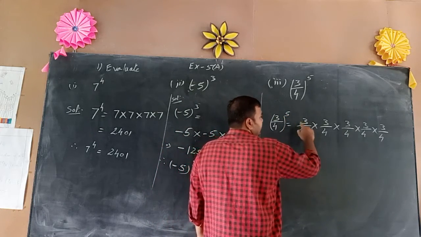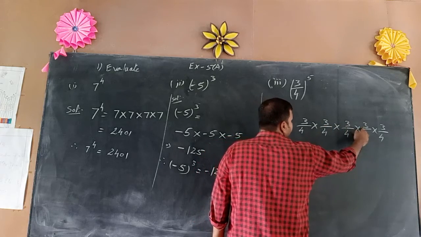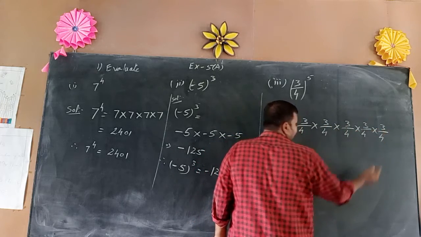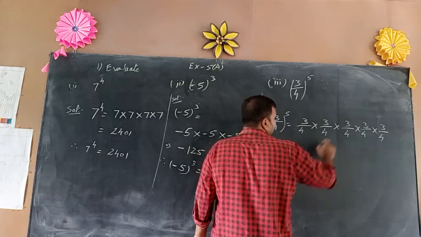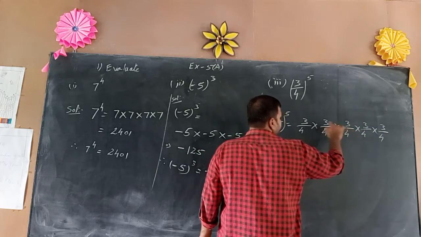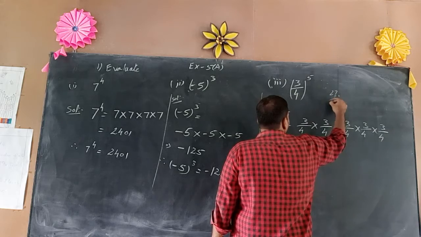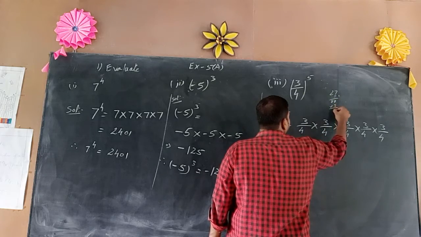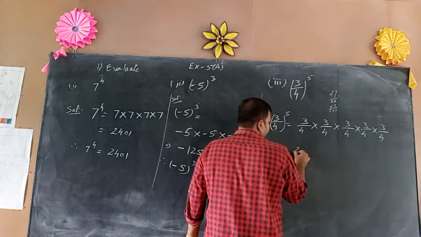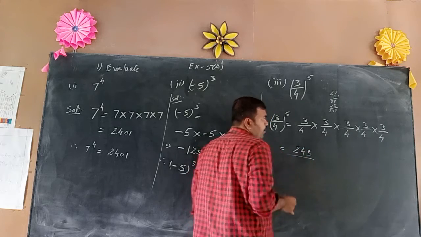So numerator multiplication: 3 threes are 9, 9 threes are 27, 27 threes are 81, 81 threes are 243. So it is 243.